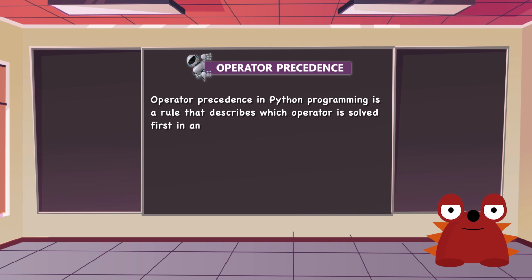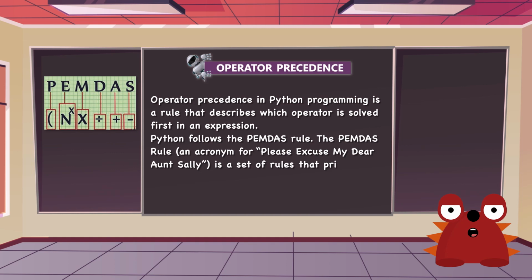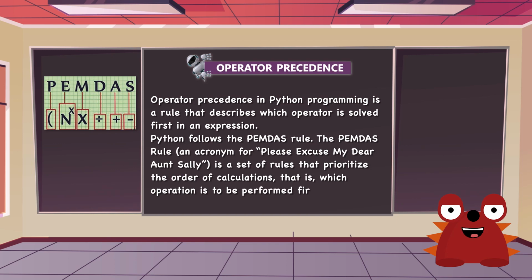Lastly, in the chapter, operator precedence in Python programming is a rule that describes which operator is solved first in an expression. Python follows the PEMDAS rule. It is an acronym for Please Excuse My Dear Aunt Sally, which is a set of rules that prioritize the order of calculations, that is, which operation is to be performed first.